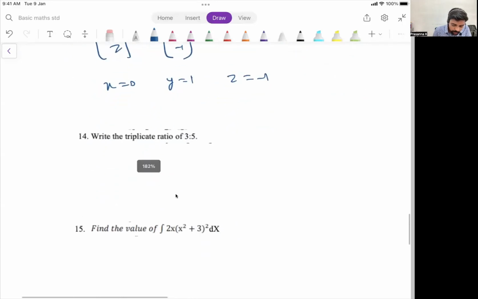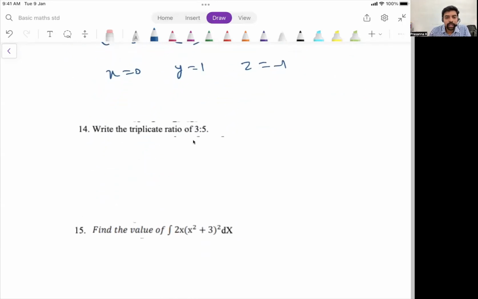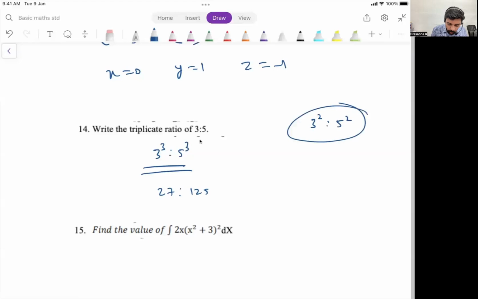Then 14th question, write the triplicate ratio of 3 is to 5. So the triplicate ratio of 3 is to 5 is 3 power 3 is to 5 power 3. This is the triplicate ratio. So 3 power 3 is 27 and 5 power 3 is 125. If the question is duplicate ratio, then you should take the square of the given ratio. That is 3 square is to 5 square. All right. So this is the duplicate ratio and this is the triplicate ratio.